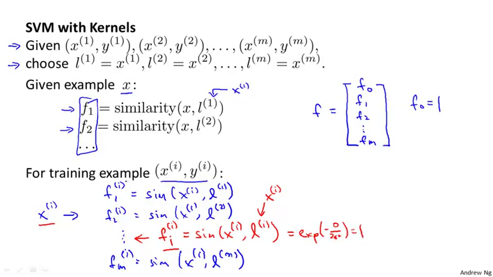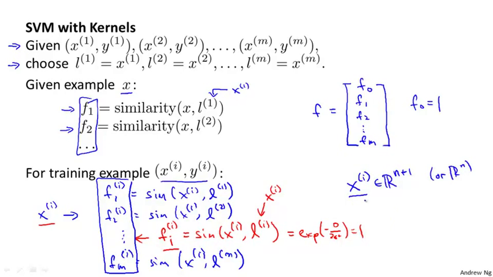Then similar to what I had above, I can take all of these m features and group them into a feature vector. Instead of representing my example using xi, which is an Rn or Rn plus 1 dimensional vector, depending on whether you count the intercept term, we can now instead represent my training example using this feature vector f, which I'm going to write as f superscript i, taking all of these things and stacking them into a vector: f1i down to fmi.